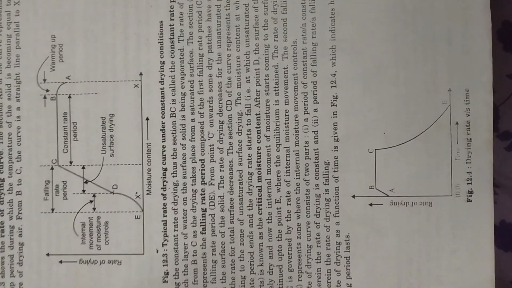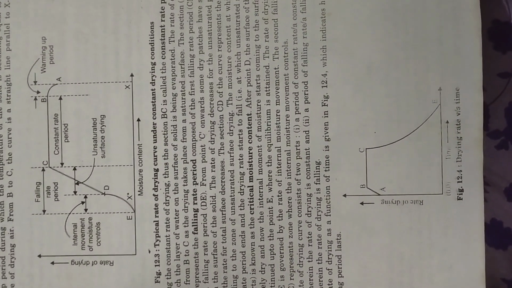Rate of drying curve. Now this is the most important theory from your exam perspective. What is a drying curve or rate of drying curve? It is basically a graph of rate of drying versus moisture content. How the rate of drying behaves according to the moisture content, that is our drying curve. We have a drying curve as shown in the figure. We have a falling rate period, constant rate period, and warming up period.